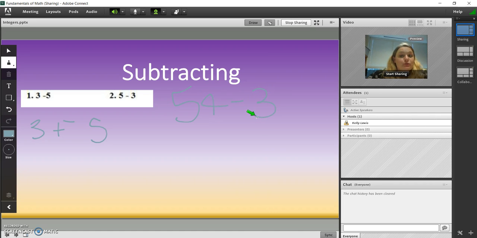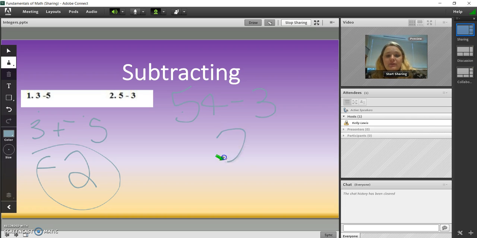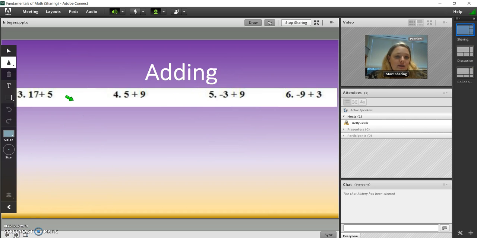Think of it as money. You have $3 in your pocket, but you owe me $5. So if you have $3 in your pocket and you owe me $5, you still owe me $2. Here you have $5 in your pocket, but you're going to give me 3 of it, so you still have $2 in your pocket. Think of it as money, money, money, money.